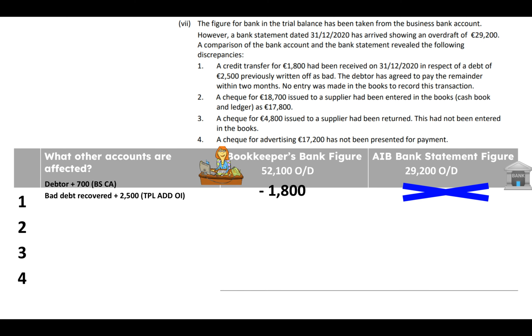So that's number one done. Number two then is a cheque for 18,700 issued to a supplier that had been entered in the books, the cash book and the ledger, as 17,800.